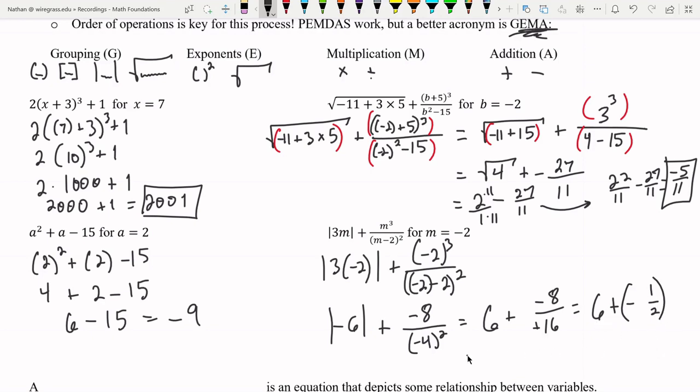Plus a minus is going to be minus 1/2. Once again, to subtract fractions, I need to get common denominators. So I'm going to multiply by 2 over 2. It's going to be 12 over 2 minus 1/2, or 11 halves as my final answer there.